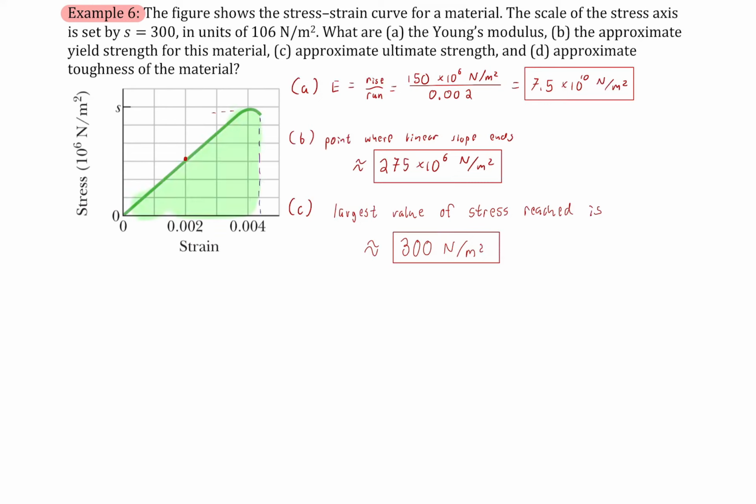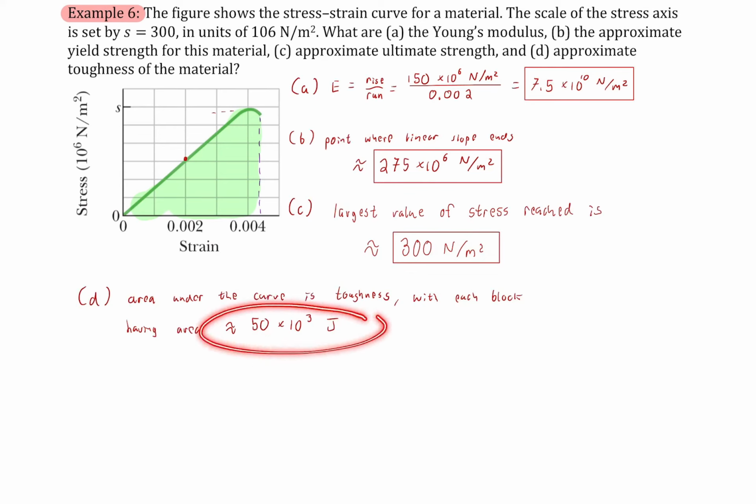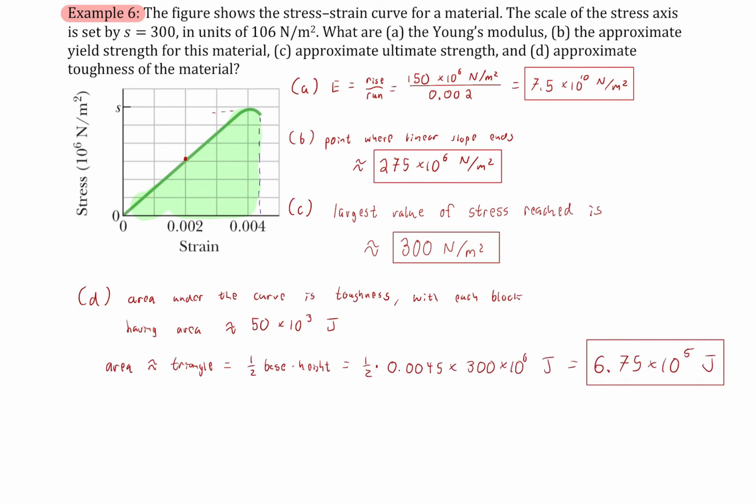Okay, now let's consider this shaded area for part D, which is the toughness. Remember, the toughness is the area under the curve, with each block having an area of 50 times 10 to the 3 joules. That's because the units of the area under the curve are none other than energy. Toughness is a measurement of energy. It's stored energy. So we can say that the area is approximately equal to the area of a triangle. Again, not perfect, but pretty close.